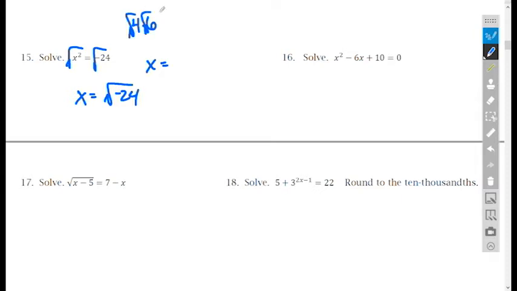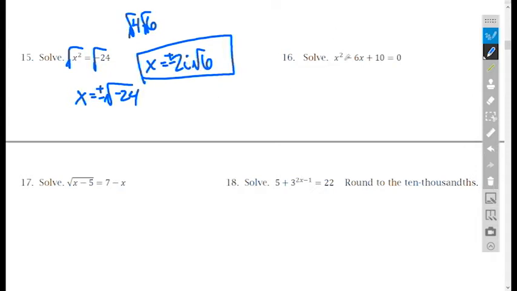So the square root of 4 times the square root of 6. So that's 2i root 6. Plus or minus, sorry. Don't forget, when you take a square root to solve an equation, you need plus or minus. So this is two answers, positive 2i root 6 and negative 2i root 6.